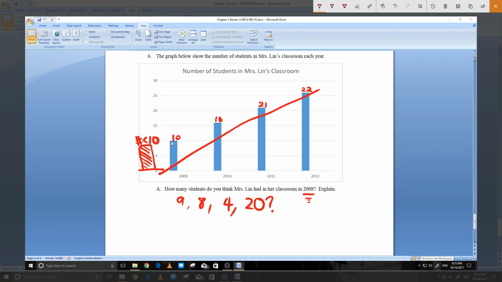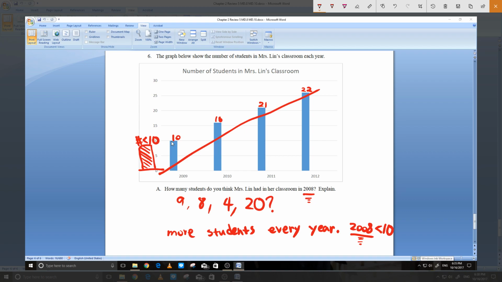Okay. In the explanation part, you just need to simply tell them and write out in English that there are more kids or more students every year. 2008, see, the year 2008, should be less than 10 students. That's what I think. That's what Mr. Wang would think.